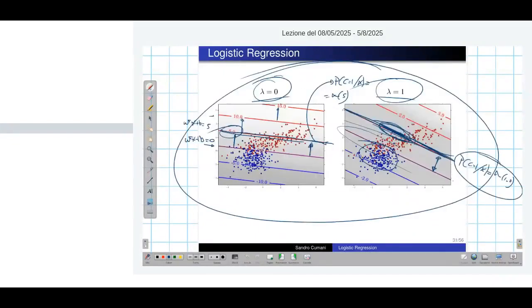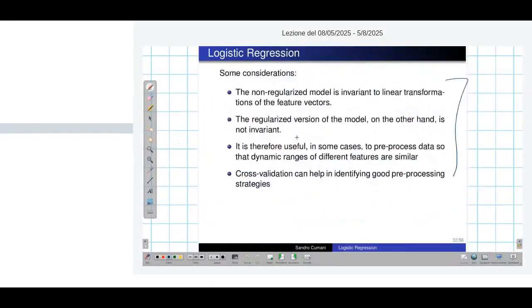Now, if I have enough data to actually avoid overfitting, the solution with lambda equal to 0 is best because it gives us a better model of the class posterior probability. But if I don't have enough samples, then if I don't regularize, I risk overfitting, and then my posterior probabilities will be overconfident with respect to what they should be. And what does it entail, we will see next time.